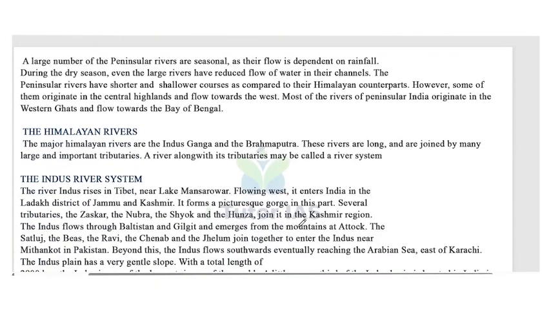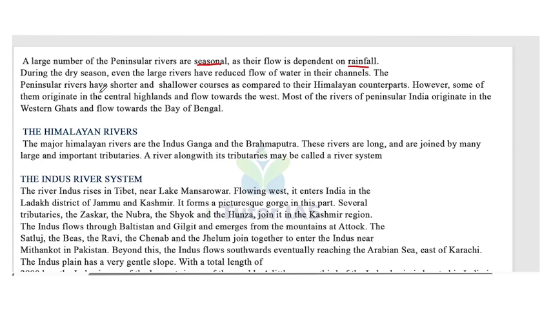Now, a large number of the peninsular rivers are seasonal as their flow is dependent on the rainfall. We already discussed the Himalayan rivers. They are perennial, that means they have water throughout the year. But a large number of peninsular rivers are seasonal because they depend on rainfall. If the rainfall is low, then the water level is also low. During the dry season, even the large rivers have a reduced flow of water in their channels.